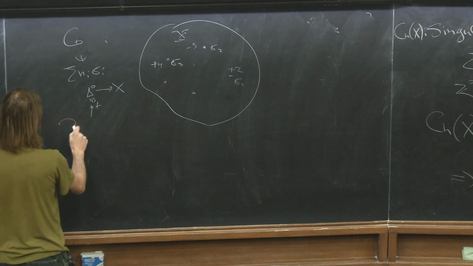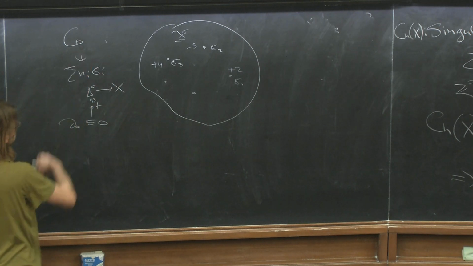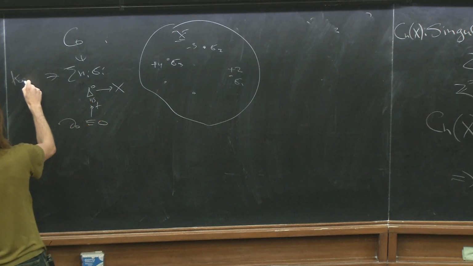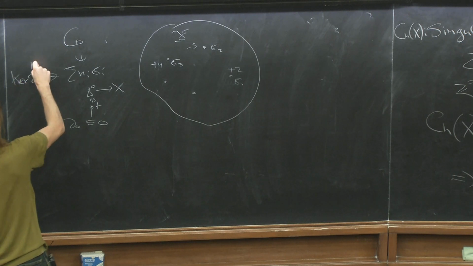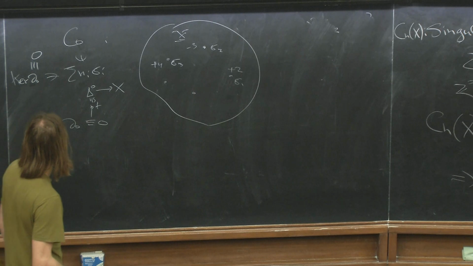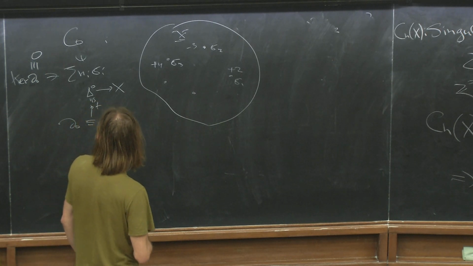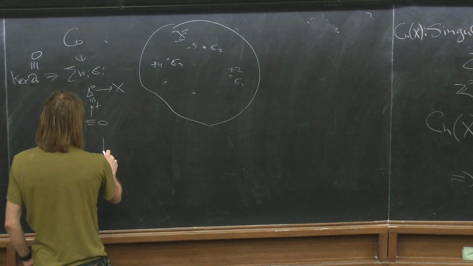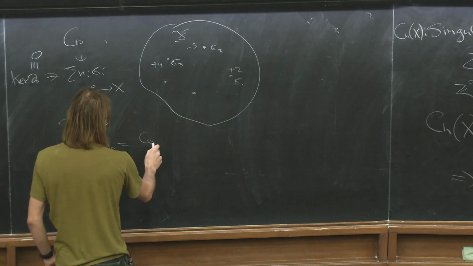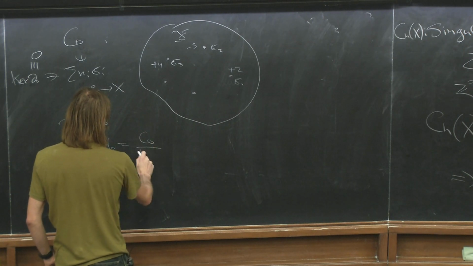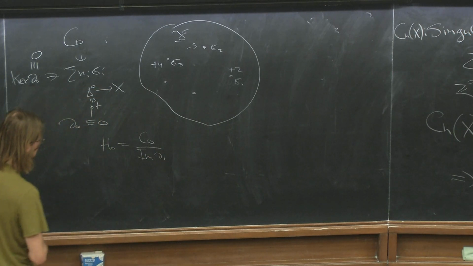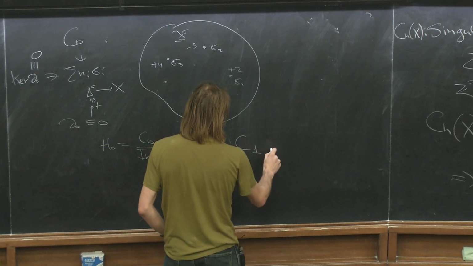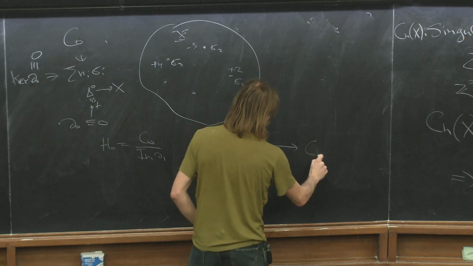Here d0 just acts trivially, so every combination like this is in the kernel, since we define this to be the trivial homomorphism. But when we consider homology, we consider C0 divided by the image of d1, and d1 acts on one chains and gives us 0 chains.